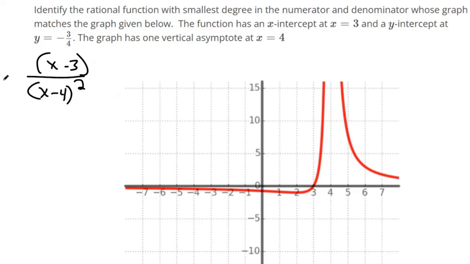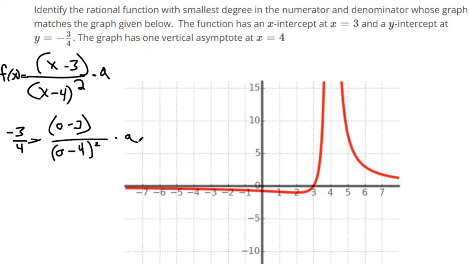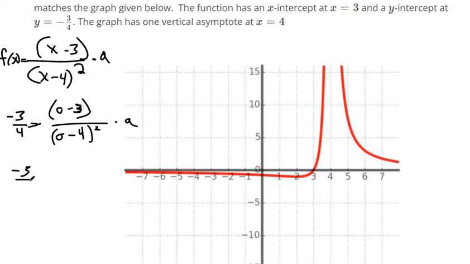The last thing we need, this function's almost done. We just need to find out what a is, multiplying this by some number a. And so to figure it out, they told us y equals -3/4 when x is 0. That's what a y-intercept is. X is 0, and then y would be -3/4. So that's -3. Plugging in 0 everywhere because they told us that's the y-intercept. So it's -3/4 equals a times -3 over -4 squared, so that's 16.